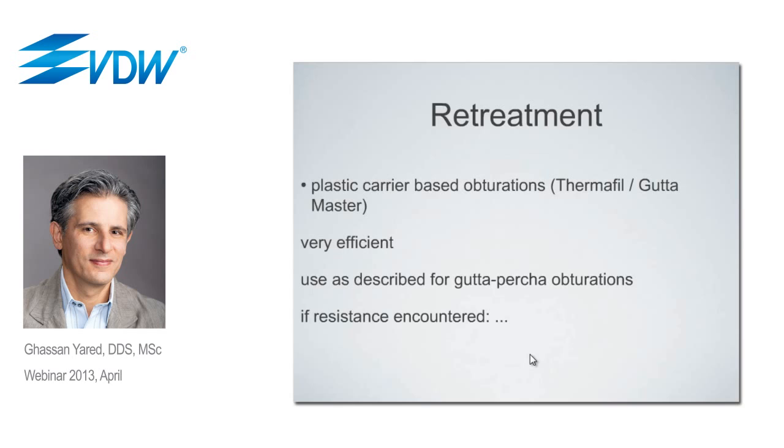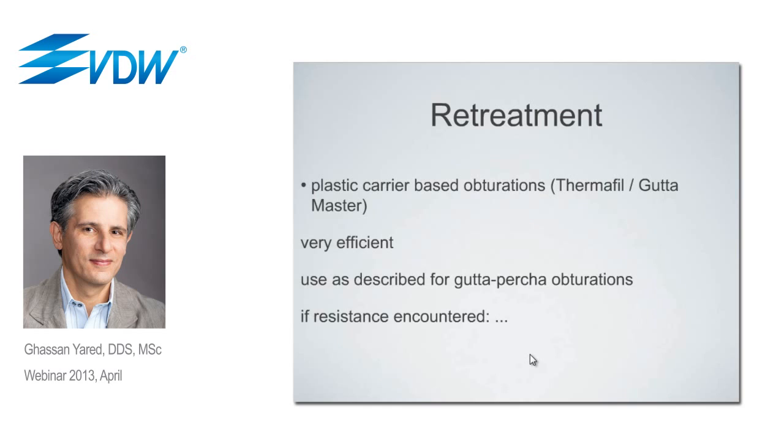The Reciproc instruments are also very efficient for the retreatment of plastic carrier-based obturations like Thermafil or GuttaMaster or, right now, One Gutta or GuttaFlow. These instruments are used in the same manner, exactly like we did for an initial canal preparation or for the retreatment. So the bulk of the gutta-percha is removed from the coronal third with a heat carrier or with an ultrasonic tip. Then the instrument will be used in the canal in the same manner to remove the carrier.